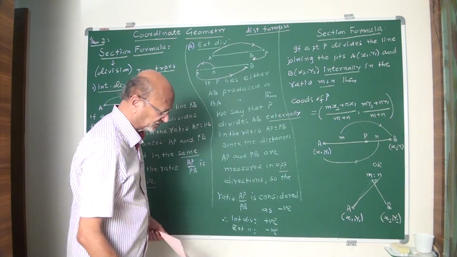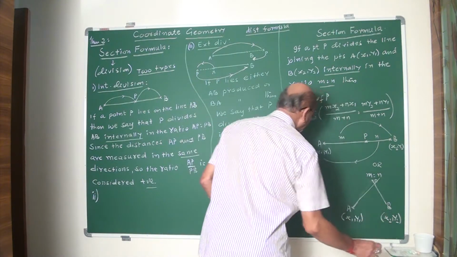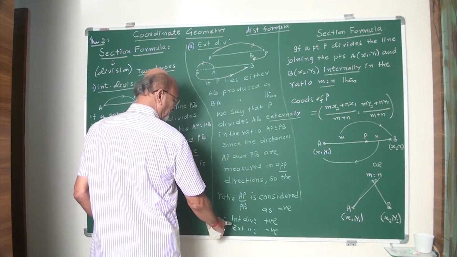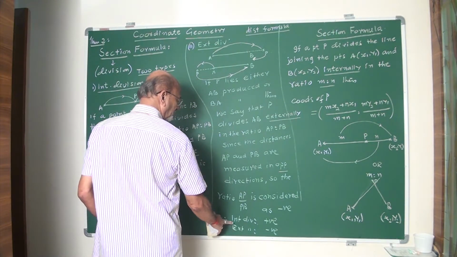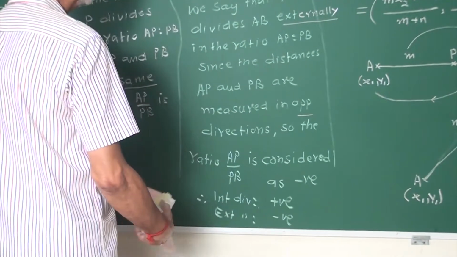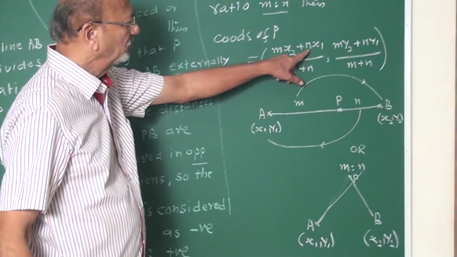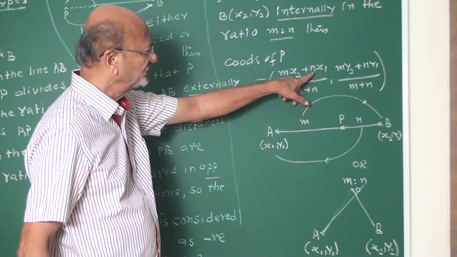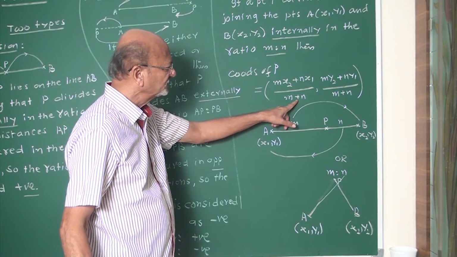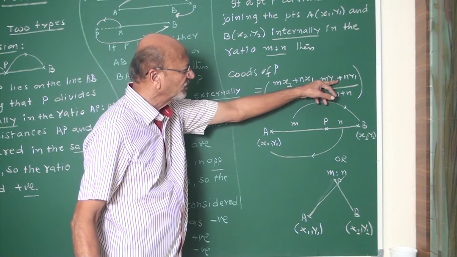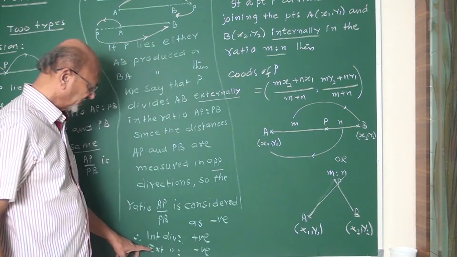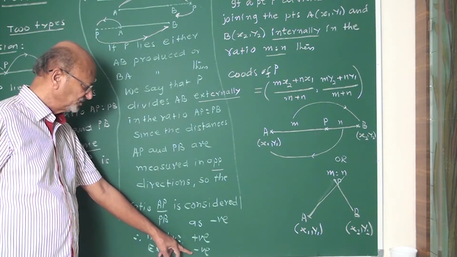Yes, my friends. This is for the internal division. Next, for the external division, the sign is negative. That m upon n is minus. In that case, you replace plus n by minus n. It gives mx2 minus nx1 upon m minus n, my2 minus ny1 upon m minus n. This is for the external division.